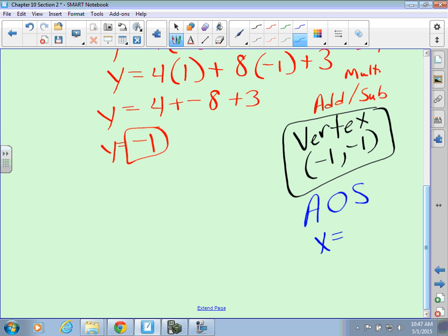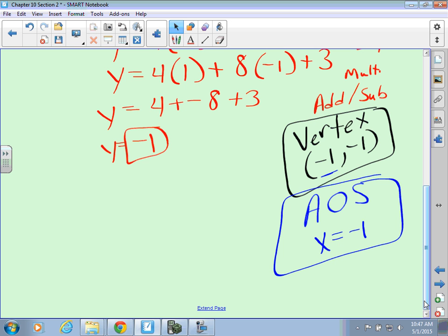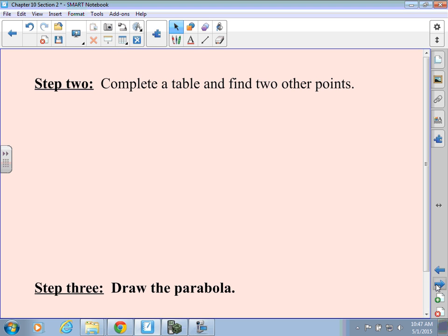All right, now what we're going to do is go to step 2. It says complete a table and find 2 other points. So I'm going to go ahead now, and I'm going to make a table. I'm going to put x here, I'm going to put y here, and my function here. Y equals what? 4x squared plus 8x plus 3. Very good.